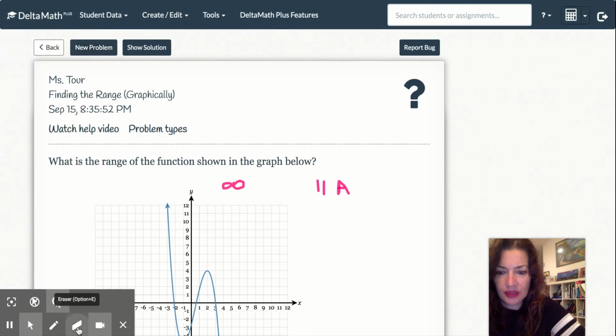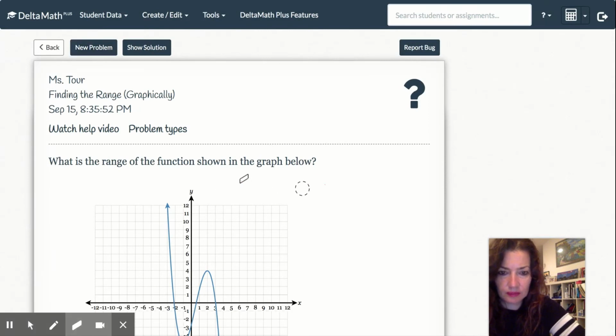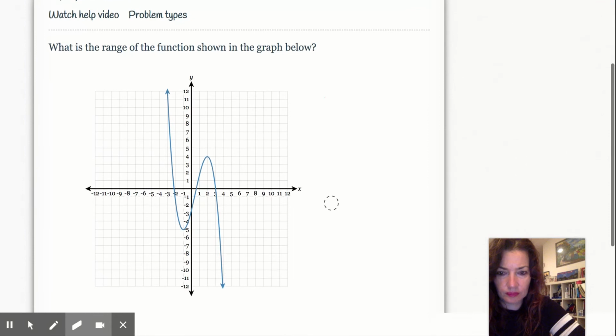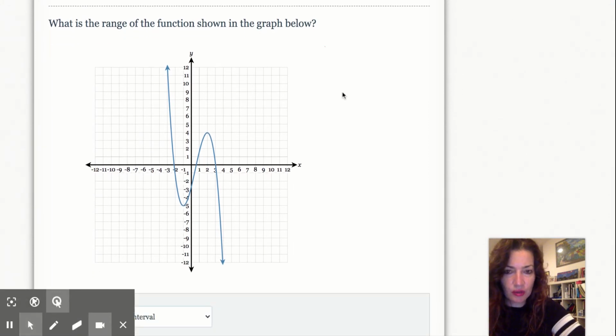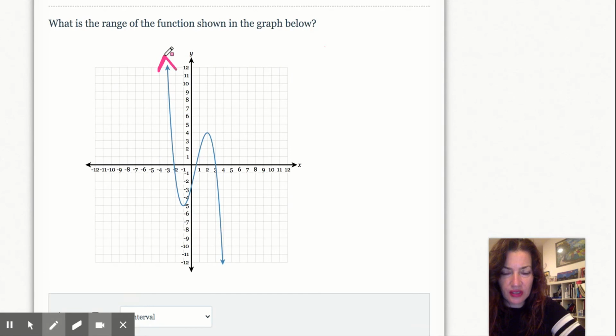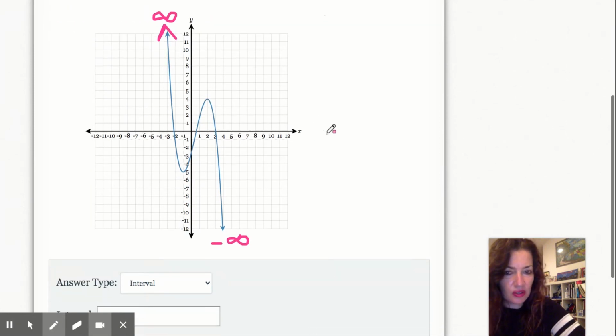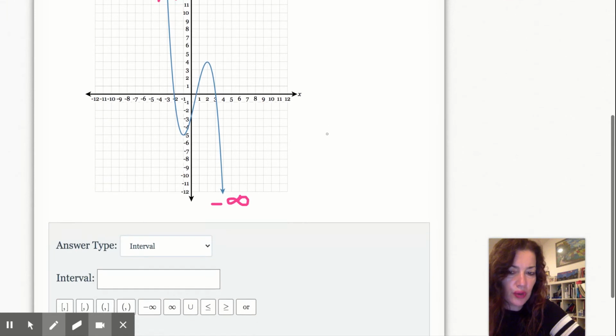Let me erase this. Okay, what do you think this one would be? Because remember, for range, we are looking up and down. So if we look up, the graph continues upwards, so it is going forever up, and then down, it also continues going forever down, negative infinity. So in this case, we would say it's all real numbers because there are no restrictions on the range.